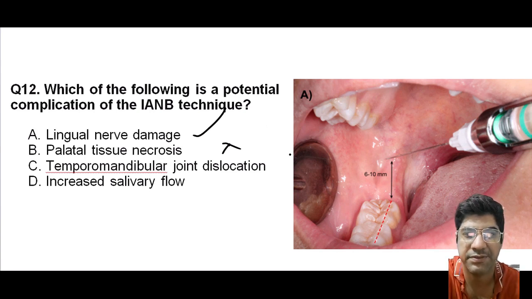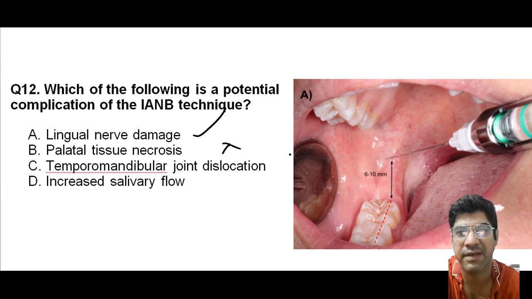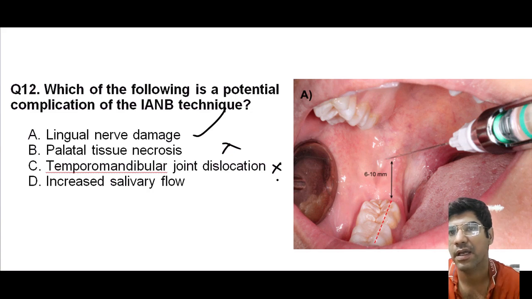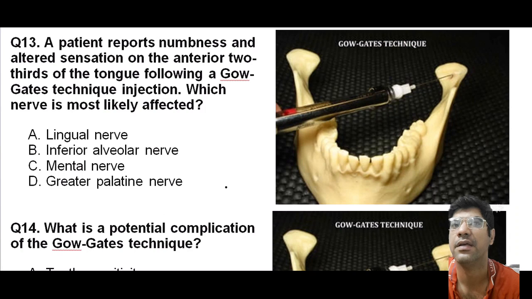Palatal tissue necrosis is not a common complication of IANB. TMJ dislocation is not a direct complication of inferior alveolar nerve block. Increased salivary flow is not typically a complication of inferior alveolar nerve block. Answer is A.